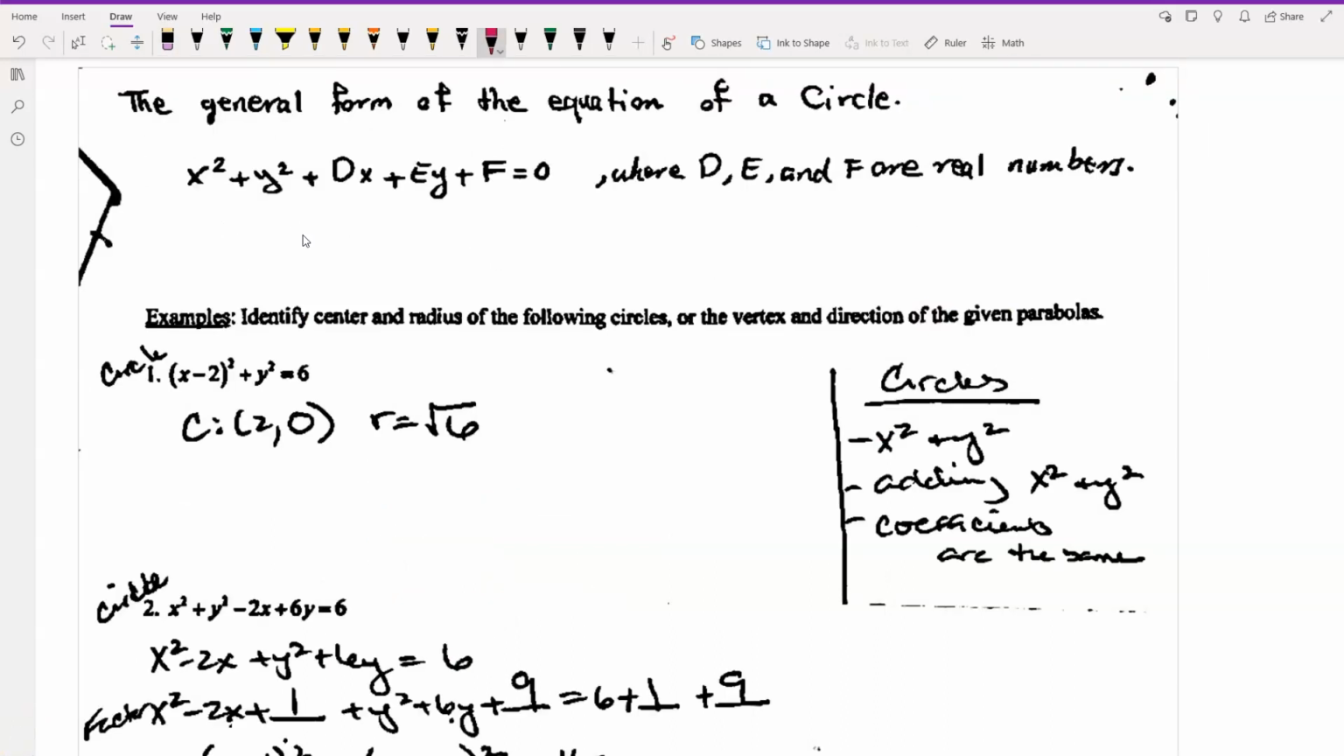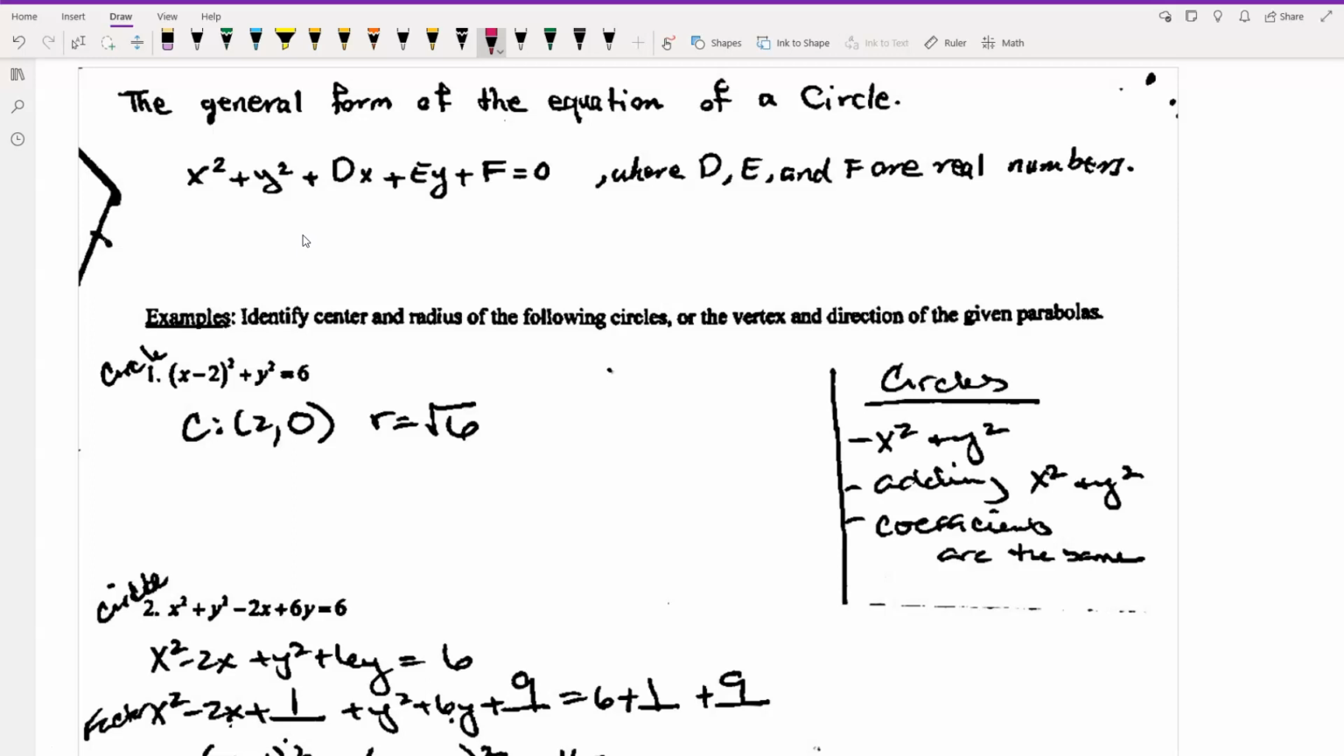The general form of the equation of a circle, x squared plus y squared plus dx plus ey plus f is equal to 0, where d, e, and f are real numbers. For example, identify center and radius of the following circles, or the vertex and direction of the given parabolas.